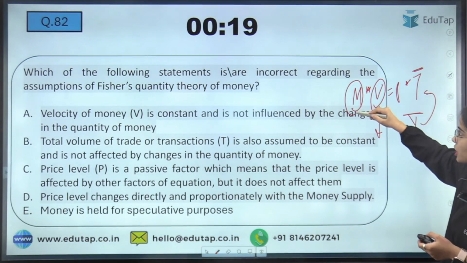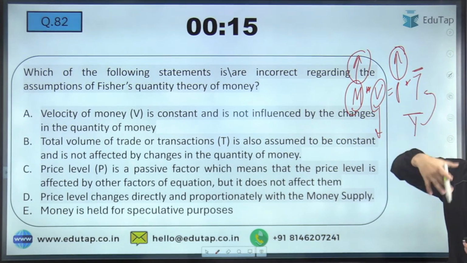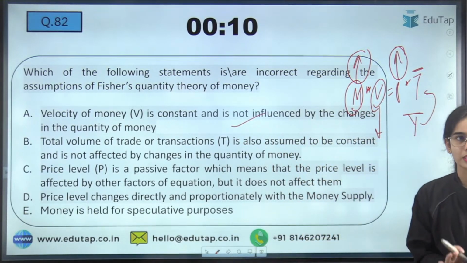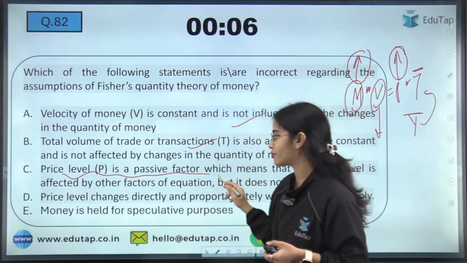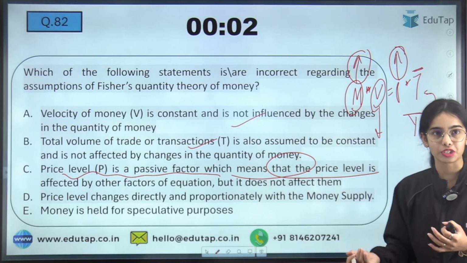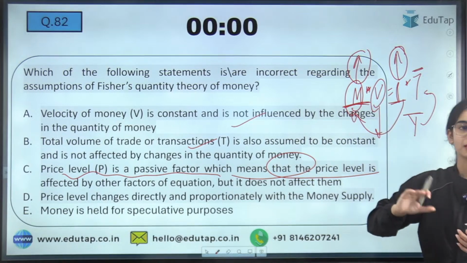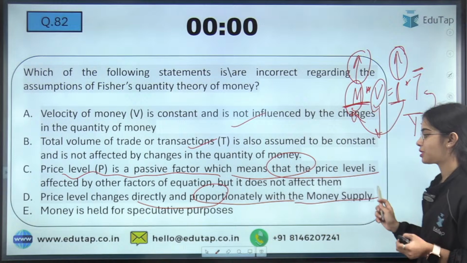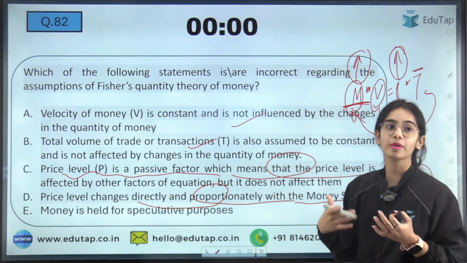So if money supply is increasing, price level will increase in the same proportion. Velocity of money is constant, and the total volume of trade or transactions is constant. Price level is a passive factor, which means that the price level only changes when the other factors are changing. So when the money supply increases, the price level increases because of the changes in the money supply. Price level changes directly and proportionately with the money supply.